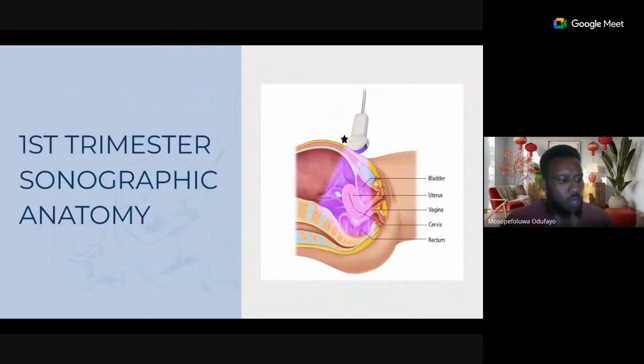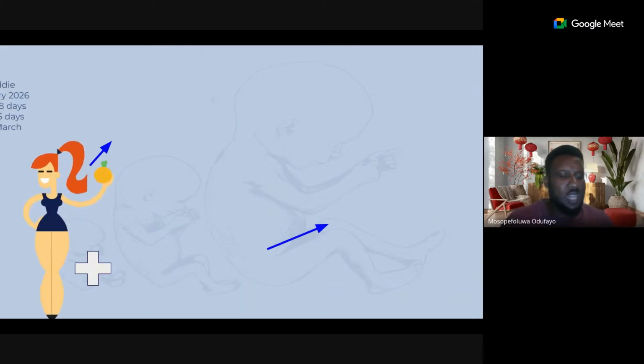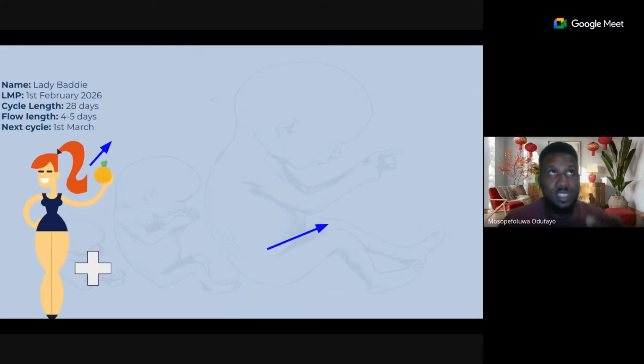So now let's talk about first trimester sonographic anatomy. In talking about it, I want us to understand some things concerning conception, and then we'll relate it to when we begin to see these things on the scan. To understand that, we're going to be using a very fantastic example here.